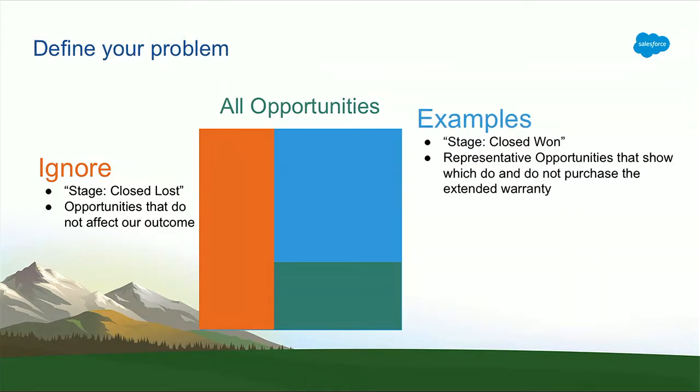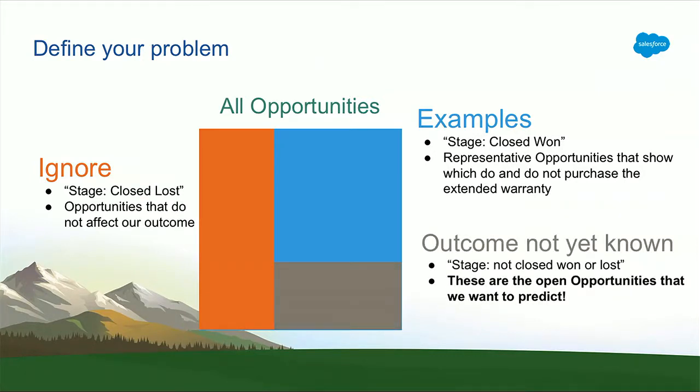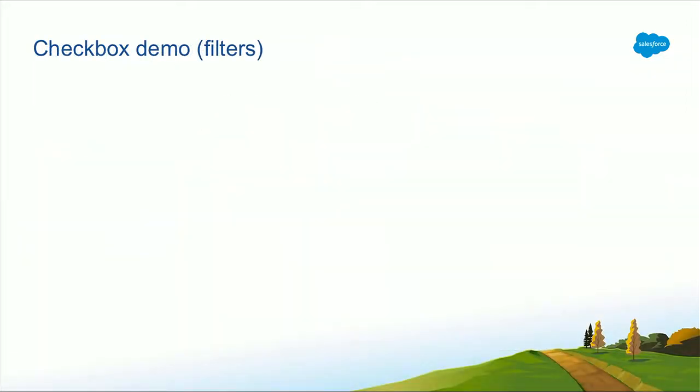So these are representative opportunities that show both opportunities that were closed successfully in which they bought the extended warranty and in which they did not. So we can compare those two different sets to build our model. So this means that we're actually going to produce predictive results for things that are not closed one or closed lost yet. So what does this actually look like in practice?